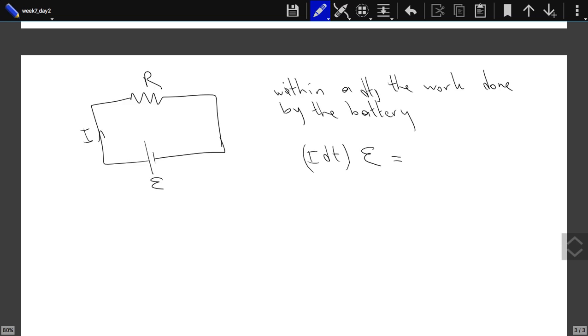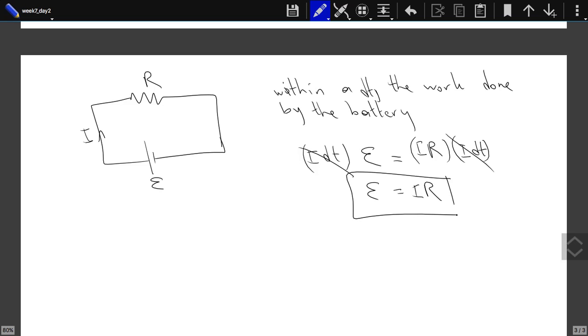Well, in fact, you can just use the same principle. The potential difference across the resistor is just I times R. This is how much energy each positive unit charge dissipates as it goes from one side of the resistor to the other side. So the total number of charges that passes through the resistor is given by I times dt. So we can just cancel I dt from both sides. So we obtain epsilon is equal to I times R, the result that you already know.